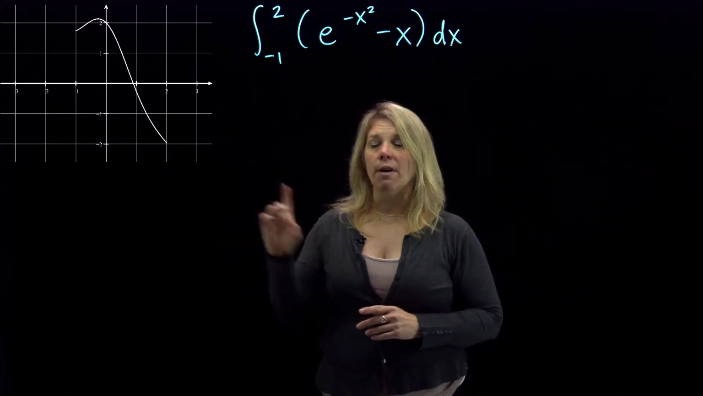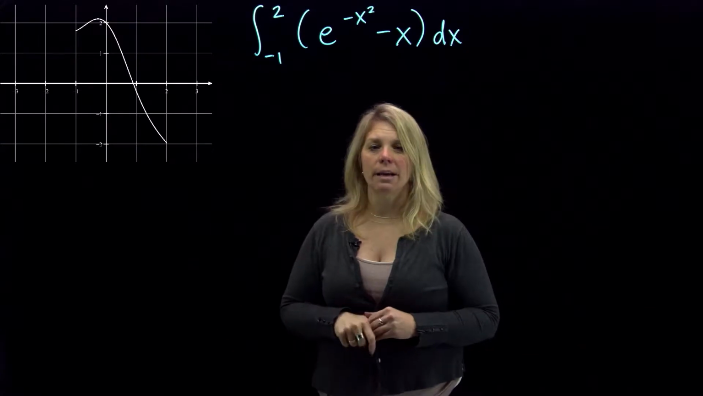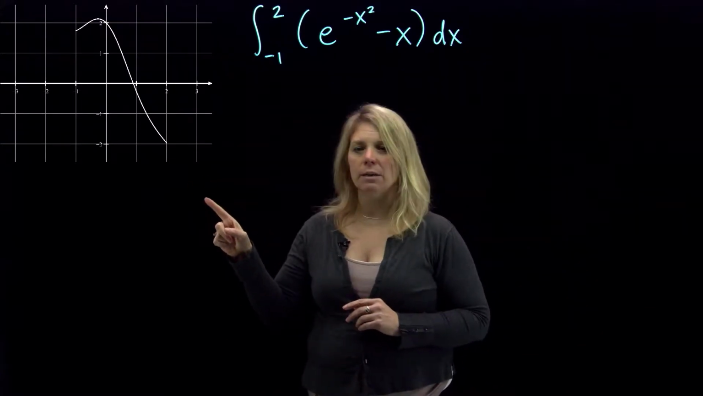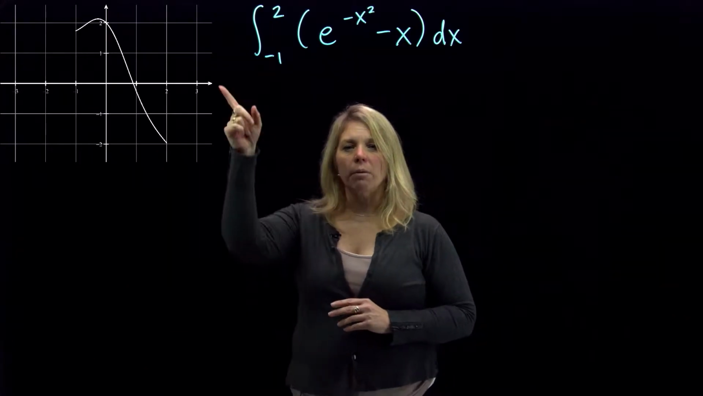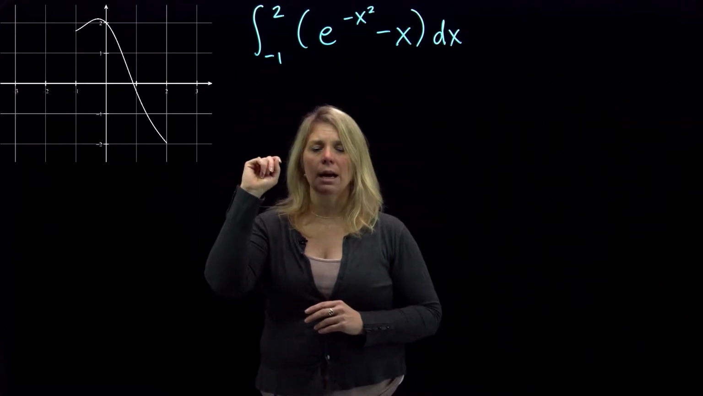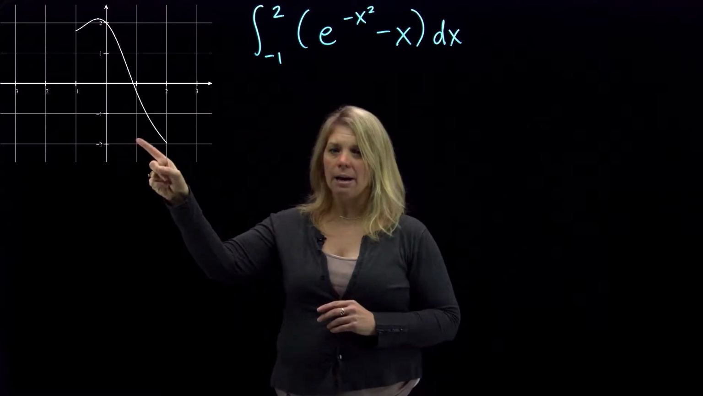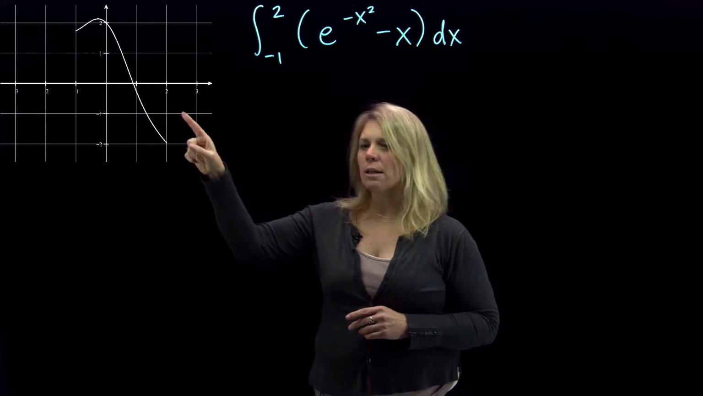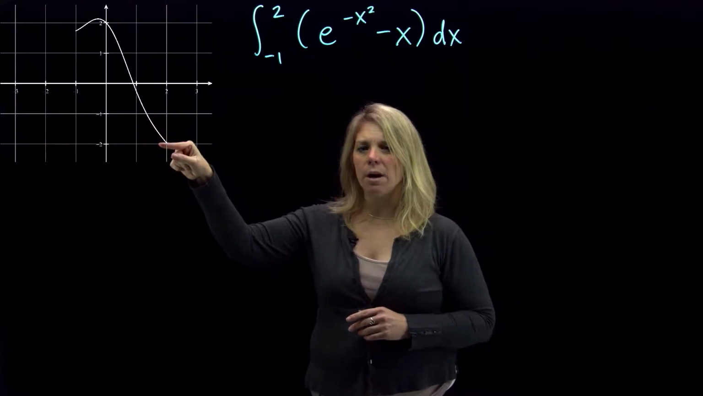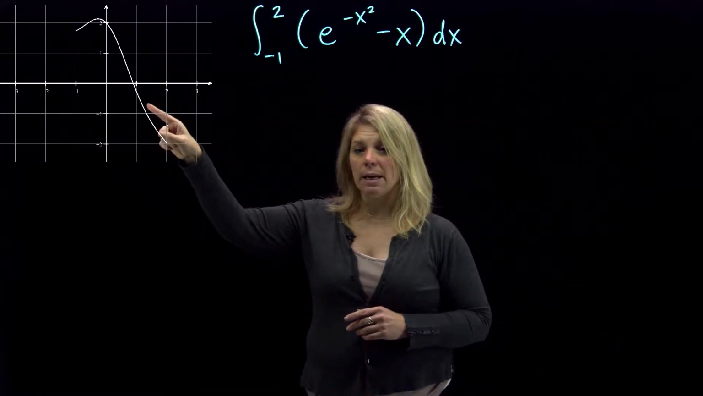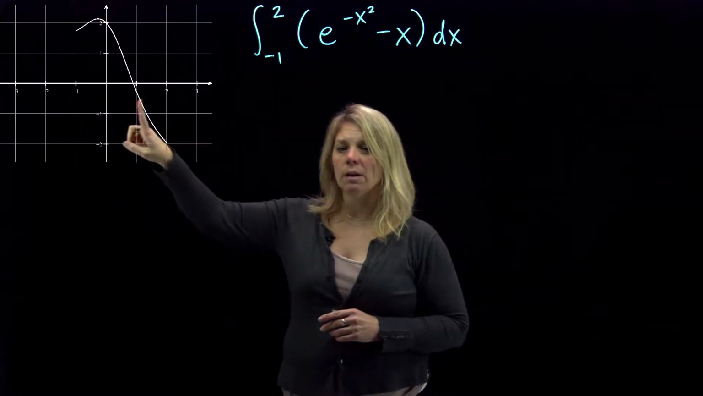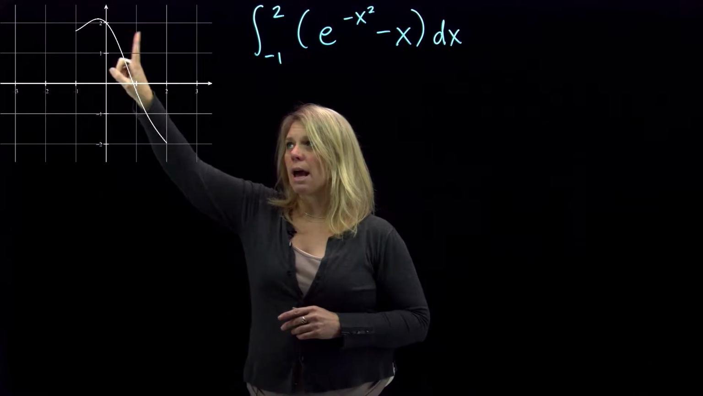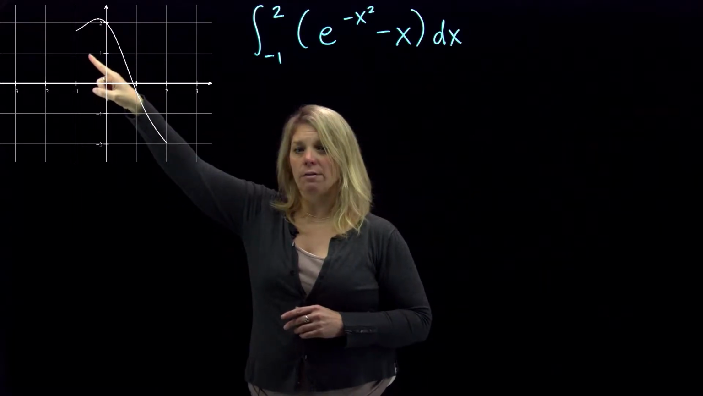This is a graph of the function y equals e to the negative x squared minus x, graphed from x equals -1 to x equals 2. What we would get from this integral would be a signed area of this region between this function and the x-axis. You can see that the curve is below the x-axis on part of the graph. So we would expect to get a negative answer for that part of the integral. And the curve is above the x-axis for part of the graph, so for that part we would expect to get a positive answer.